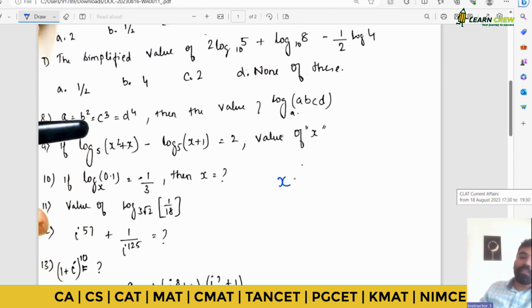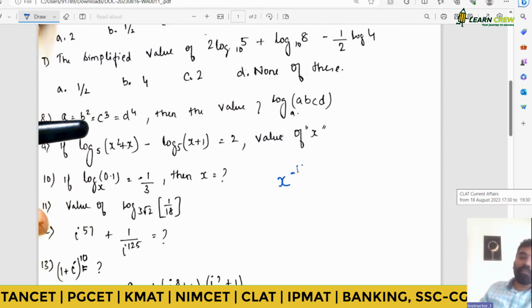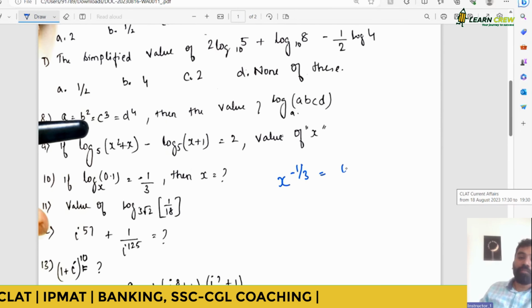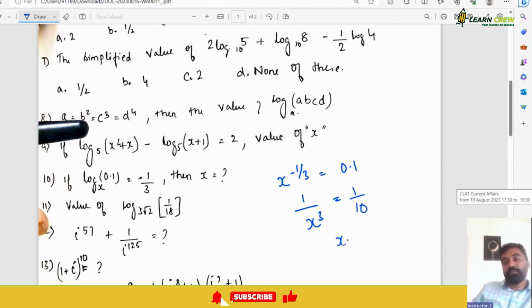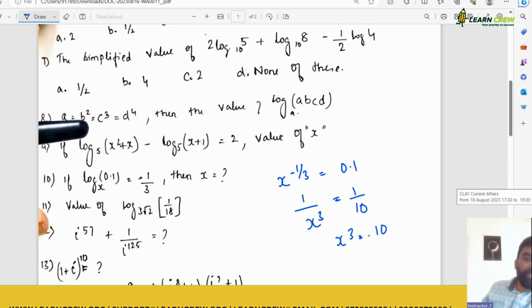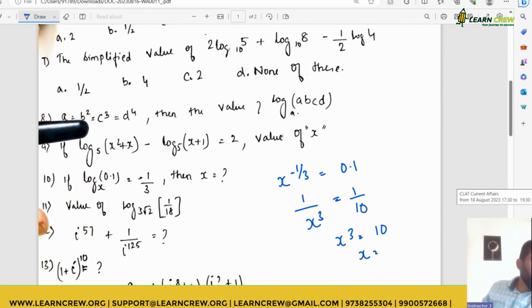The easiest one would be x to the power of minus 1 by 3 is equal to 0.1, right? Or it can be written as 1 divided by x to the power of 3 equal to 0.1. How can you write 0.1? 1 by 10. So x cube equal to 10. So x is equal to cube root of 10. That's the answer.